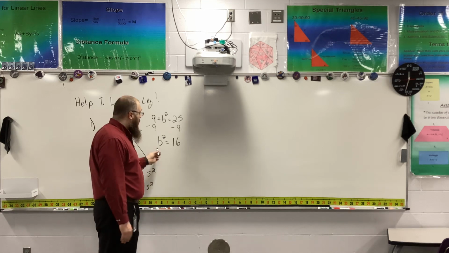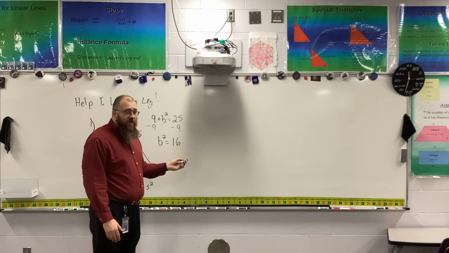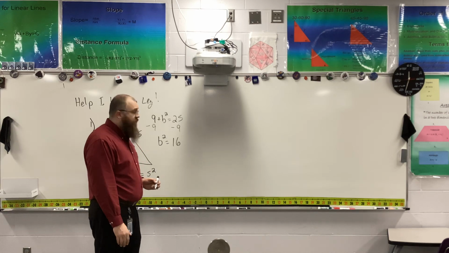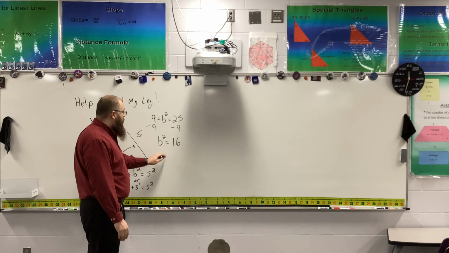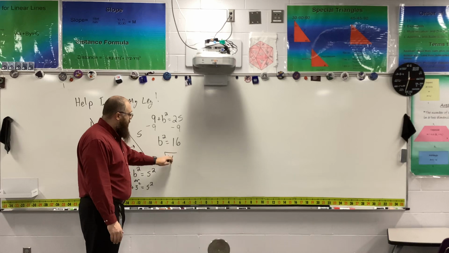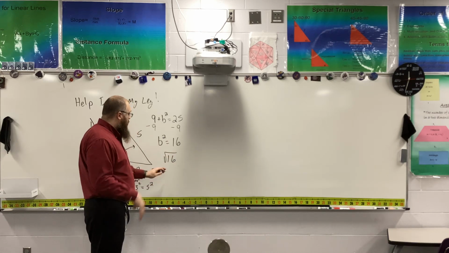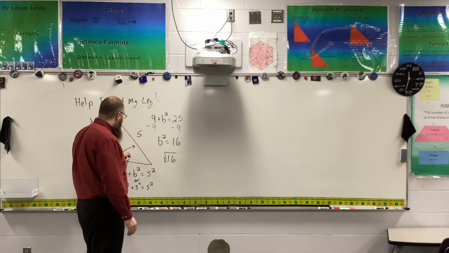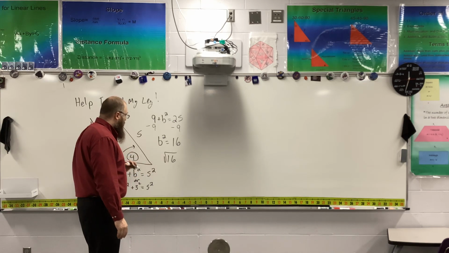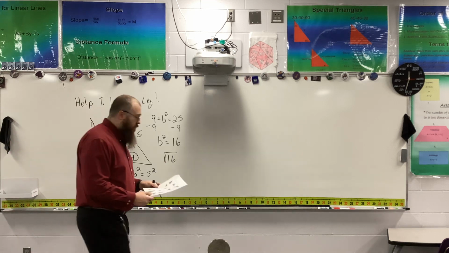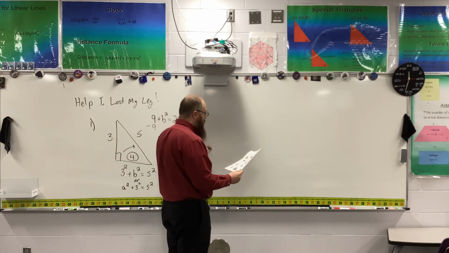Now, B squared is not my solution, just like yesterday. I need to square root this in order to figure out what the actual answer is going to be. So we're going to go to the square root of 16. Those of us who know our perfect squares will know that this is in fact 4, which is our missing leg. If we don't remember our perfect squares, we just have to square root 16 in our calculators.